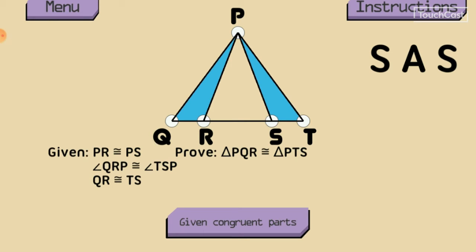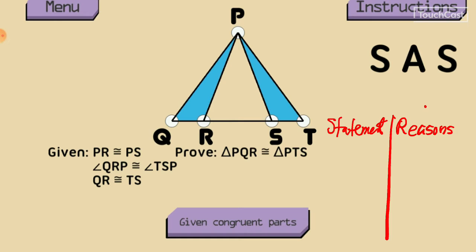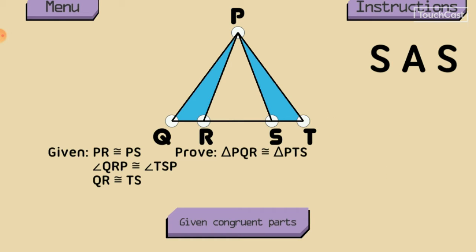Here we see that there is a given tab colored purple, given congruent parts. This actually corresponds to the reasons part of the column that is present in the conventional 2 column proofs in geometry. And here on the right hand of the screen, we see that we are actually going to use SAS. So let's now click the given congruent parts.